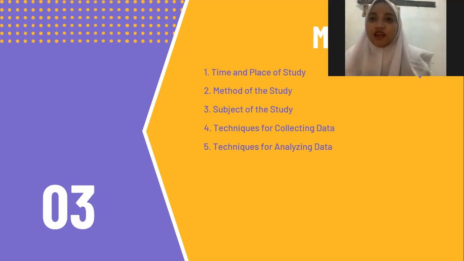And then for the technique for collecting data, I use interview and observation. Next, the technique for analyzing data. I made observations to find information about commonly used teacher's guides. And second, the researcher interviewed several teachers to find out what guidelines are usually used in teaching writing.